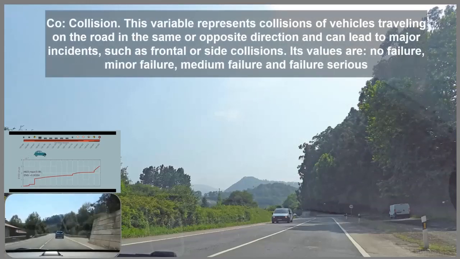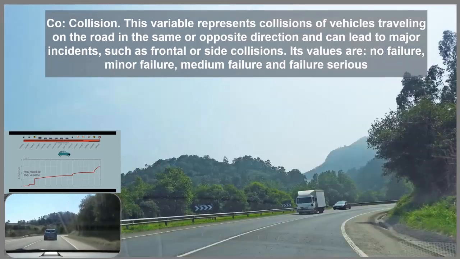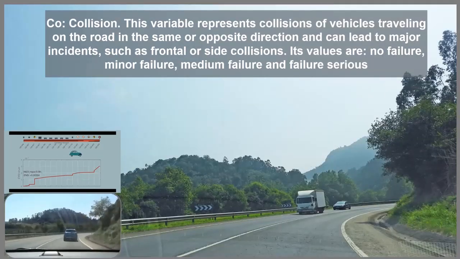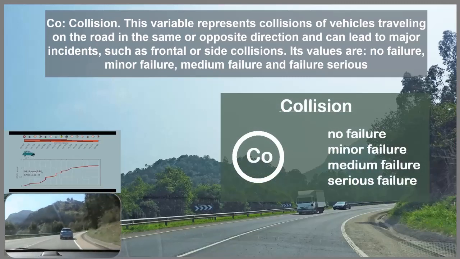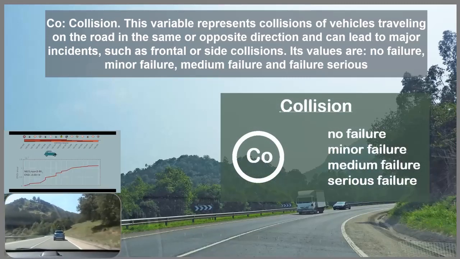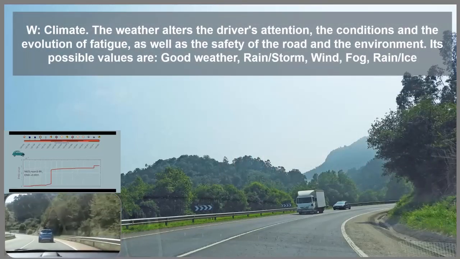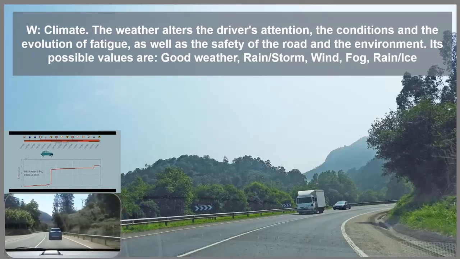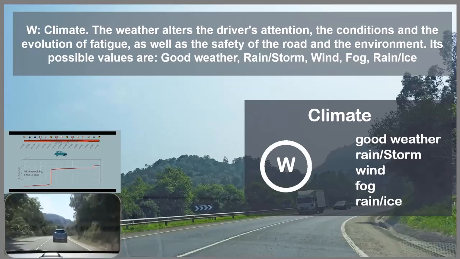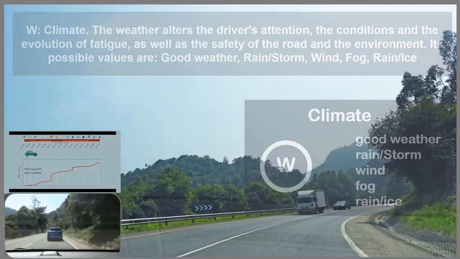Collision. This variable represents collisions of vehicles traveling on the road in the same or opposite direction and can lead to major incidents, such as frontal or side collisions. Its values are no failure, minor failure, medium failure and serious failure. W, climate. The weather alters the driver's attention, the conditions and the evolution of fatigue, as well as the safety of the road and the environment. Its possible values are good weather, rain/storm, wind, fog, rain/ice.